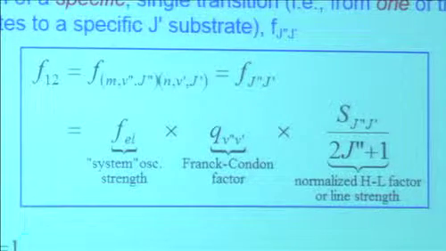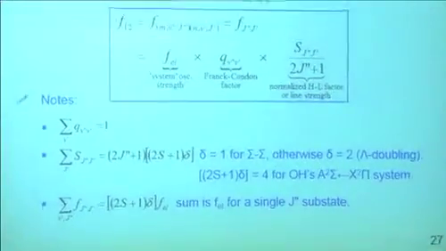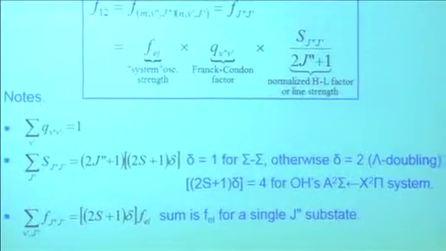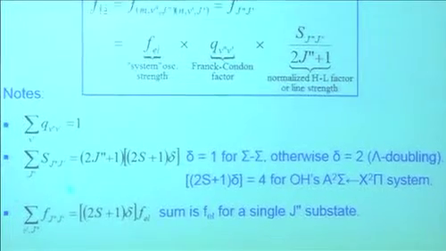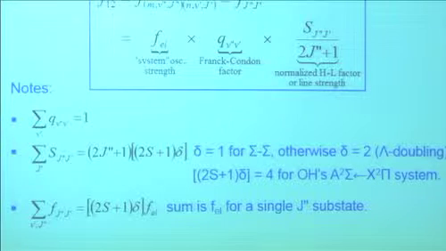The sum of these Q's is 1, the sum of these is 2J plus 1, and there's one complication here. You have to pay attention to this little correction term. And the sum of all the lines turns out to be this oscillator strength. What's the 2S plus 1? This has to do with the spin being 1/2. This is the Kronecker delta. What do I say here? 2S plus 1 times delta.